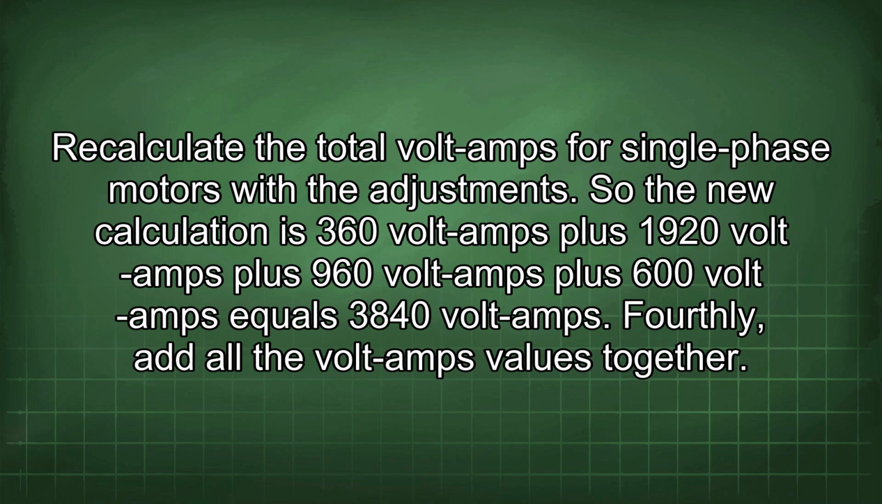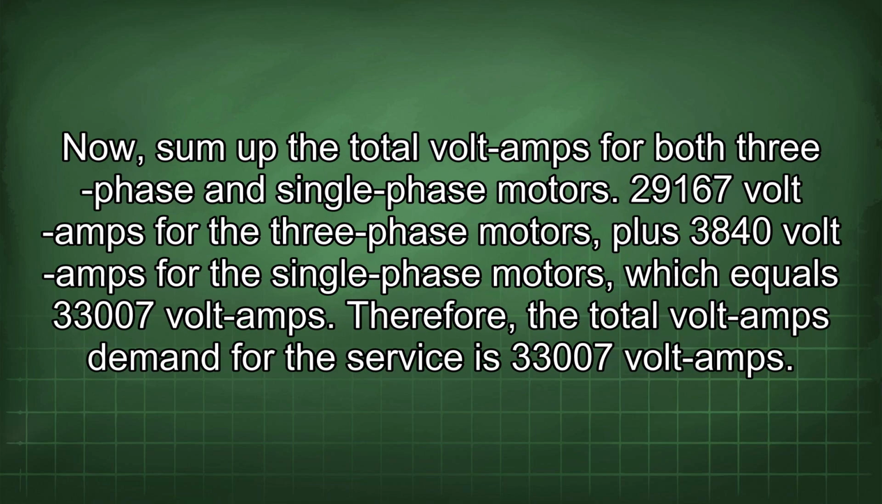Recalculate the total volt-amps for single-phase motors with the adjustments. So the new calculation is 360 volt-amps plus 1920 volt-amps plus 960 volt-amps plus 600 volt-amps equals 3840 volt-amps. Fourthly, add all the volt-amps values together. Now, sum up the total volt-amps for both three-phase and single-phase motors.